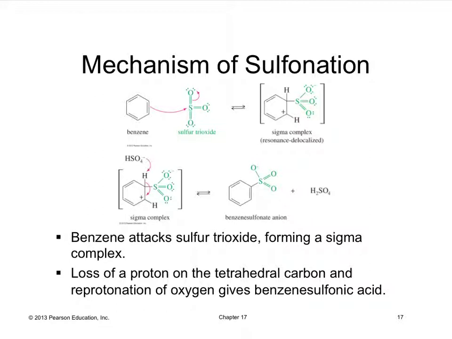Now if we look at the mechanism of sulfonation, your electrons from your benzene come and kick, and electrons from your oxygen double bond go to the oxygen, forming your sigma complex. Again, these have resonance structures, which are not shown here, but three resonance structures we talked about two slides ago. And then you have your HSO4 minus come in, deprotonate, and reform the resonance in the benzene.